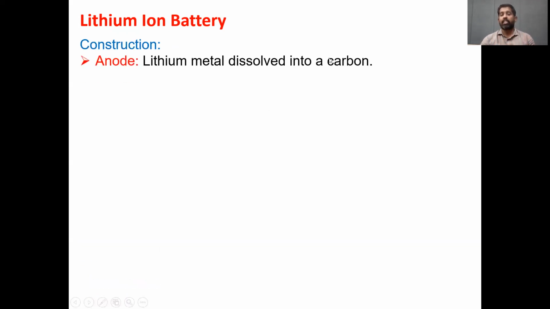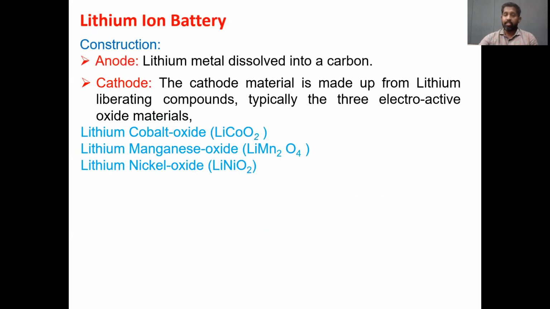Now we'll discuss the lithium ion battery in detail. How can we construct a lithium ion battery? The anode used is lithium metal dissolved into carbon. The cathode is made up of compounds which can liberate lithium. Typically, we use three electroactive oxide materials: lithium cobalt oxide, manganese oxide, and lithium nickel oxide. Any of these materials you can prefer for the cathode.